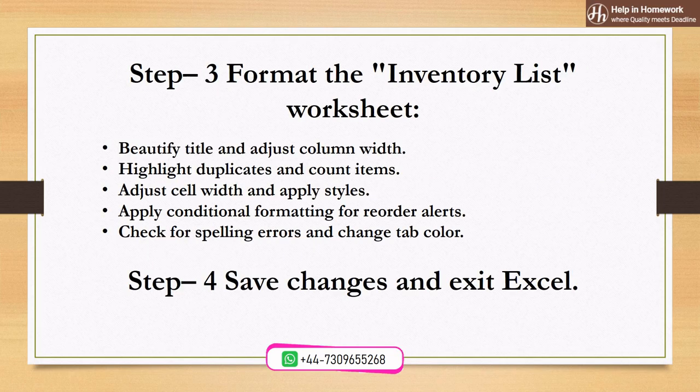Step 3. Format the inventory list worksheet. Beautify title and adjust column width. Highlight duplicates and count items. Adjust cell width and apply styles. Apply conditional formatting for reorder alerts. Check for spelling errors and change tab color. Step 4. Save changes and exit Excel.